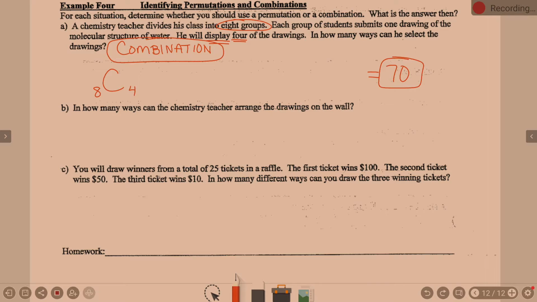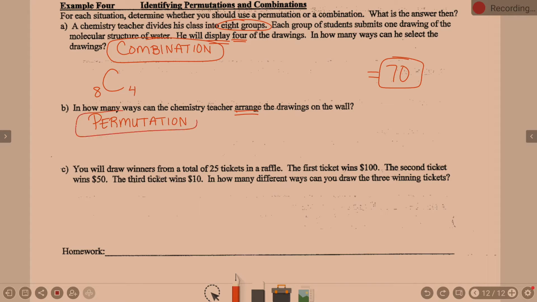B. In how many ways can the chemistry teacher arrange the drawings on the wall? Does order matter? Yes. If we're talking about arranging something, that word right there, it matters, because otherwise you're going to tell me there's one arrangement for all 4 drawings. Is there just one arrangement? No. And so for that reason, because it uses the word arrange, this is going to be a permutation.